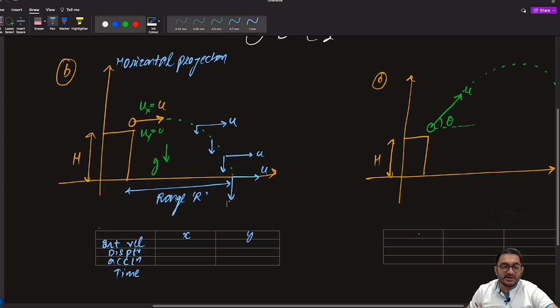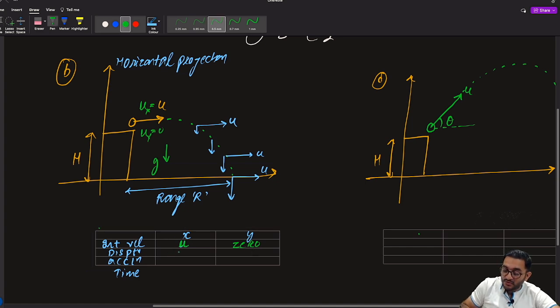It depends on how much time the body stays in the air. Now if I have to write the initial velocity, be very careful. On the x-axis it is given to you as u. The initial velocity on the y-axis is 0. So for the case of horizontal projection, we can take the initial velocity on the y-axis as 0.